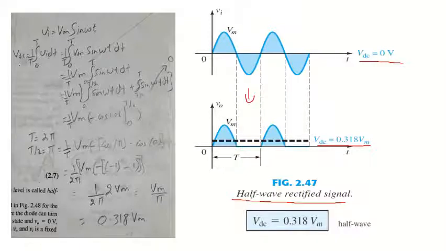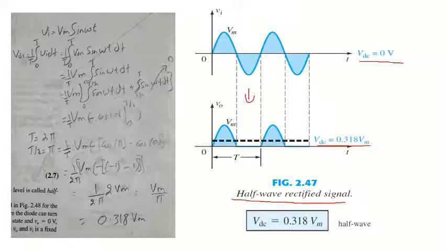So V of DC is equal to 1 over T, where T is the time period and the total interval is 0 to T, Vi dt. As 0 to T is divided into two halves, one is 0 to T/2 and the second one is T/2 to T. So the equation will be 1 over T Vm integral from 0 to T of sine of omega t dt. We divide this region into two halves, 0 to T/2 and T/2 to T.